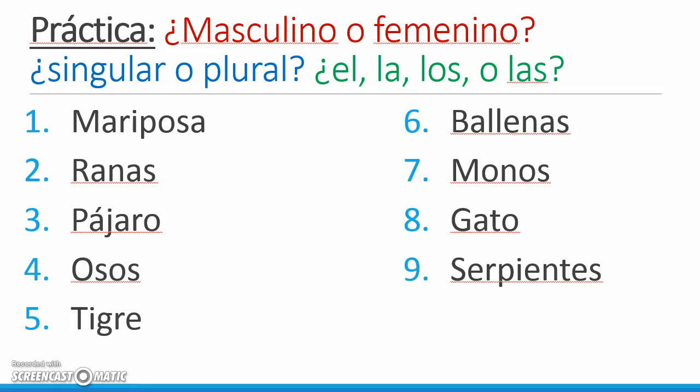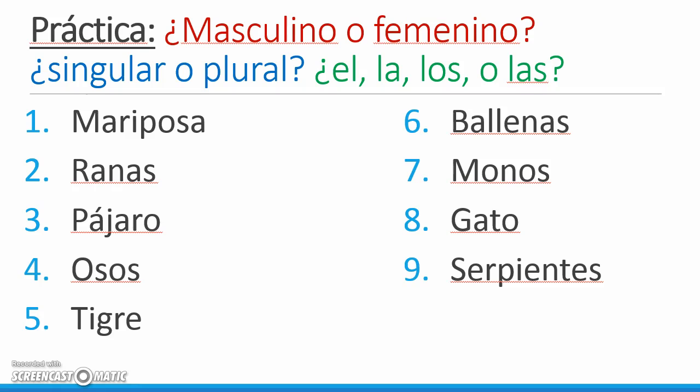Ahora vamos a practicar. ¿Qué opinan ustedes? ¿Son palabras masculinas o femeninas? ¿Son palabras plurales o singulares? So now decide which article to use for these following words. You could take a moment and pause your screen and make a guess, or you can guess along with me. Mariposa, la. Ranas, las. Pájaro, el. Osos, los. Tigre, el. Now if you guessed el, it was a good guess.